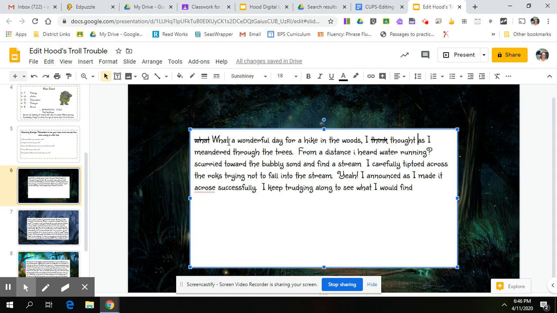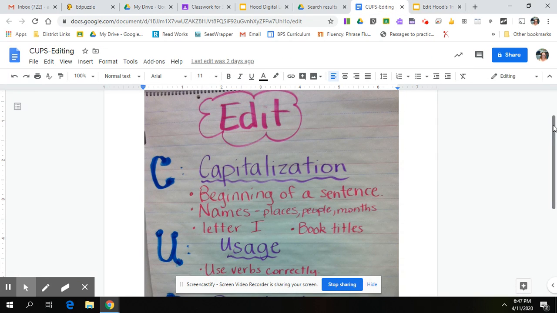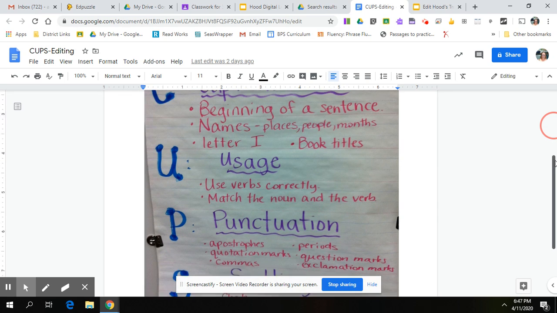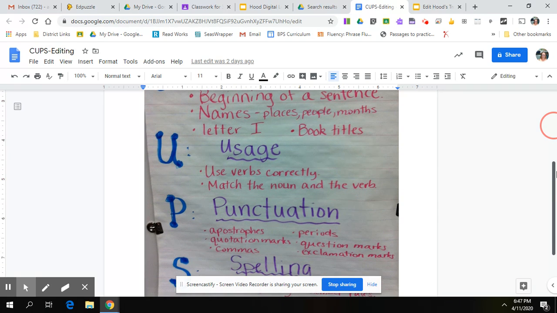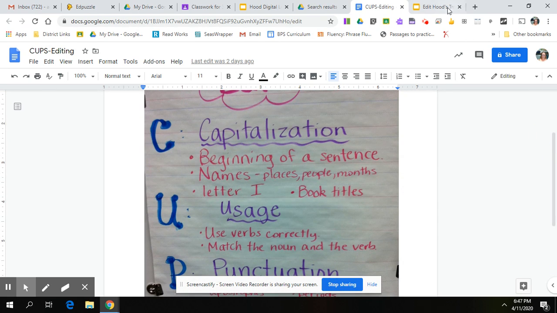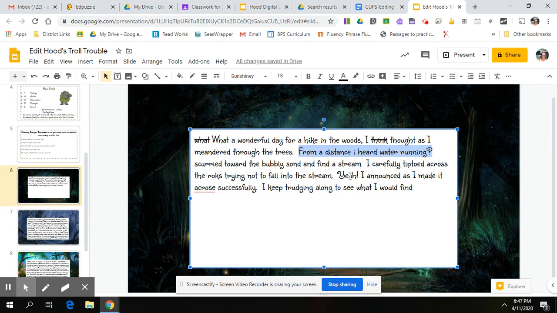Okay, now on this next sentence, I want you to try. So read the second sentence. I'll highlight it so we know what sentence you're working on right here. Okay, so from a distance, I heard water running. So first you look for capitalization mistakes. Remember, at any time you can go back to this chart to help you remember CUPS: capitalization, usage, punctuation, and spelling. So look back, is there a capital mistake?